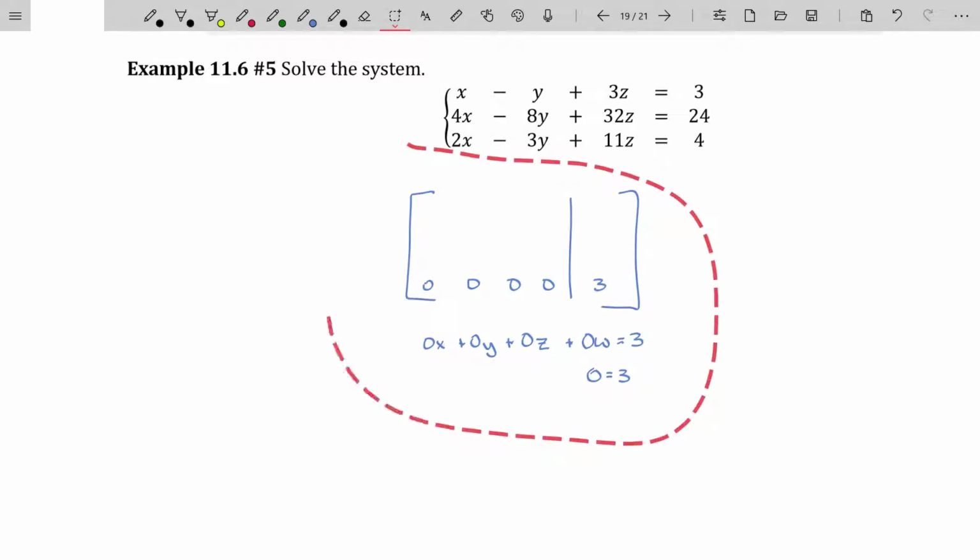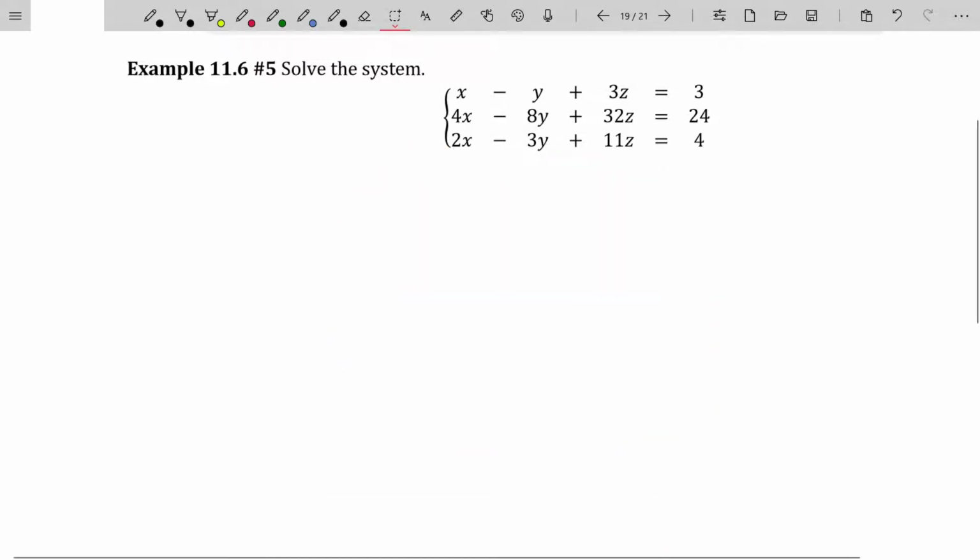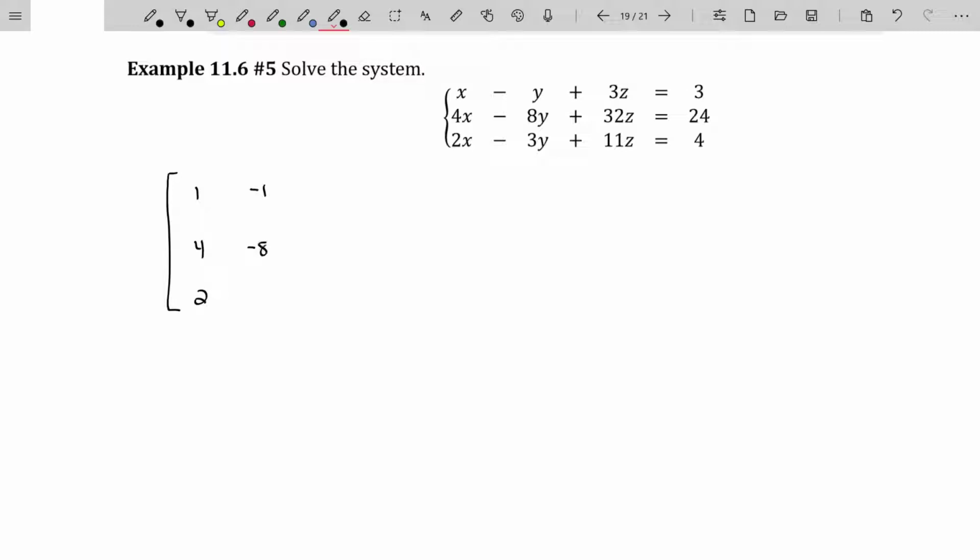We can go ahead and try to solve this system, but you kind of know the punchline because I've just told you. So let's go ahead and set it up. 1, 4, and 2, -1, -8, and -3, 3, 32, and 11, and then finally 3, 24, and 4. Generally speaking, when I see a system like this with these large numbers, I get a little intimidated because I think, man, these are terribly large numbers. But don't be intimidated. It's actually not bad.